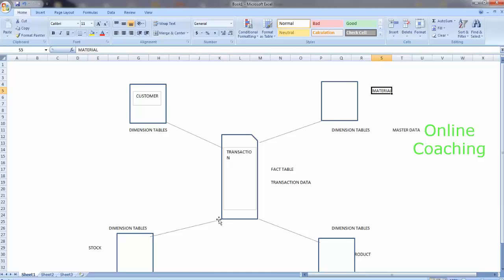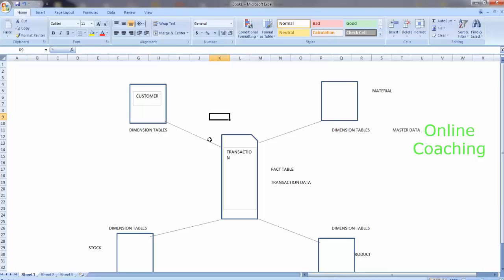Why do I call it a star schema? A fact table in the center surrounded by the dimension tables looks like a star. We call it a star schema. What is a schema? A schema is nothing but this. It is not just a line. It is the relationship between the dimension table and the fact table. The relationship between dimension table and fact table is called a schema.